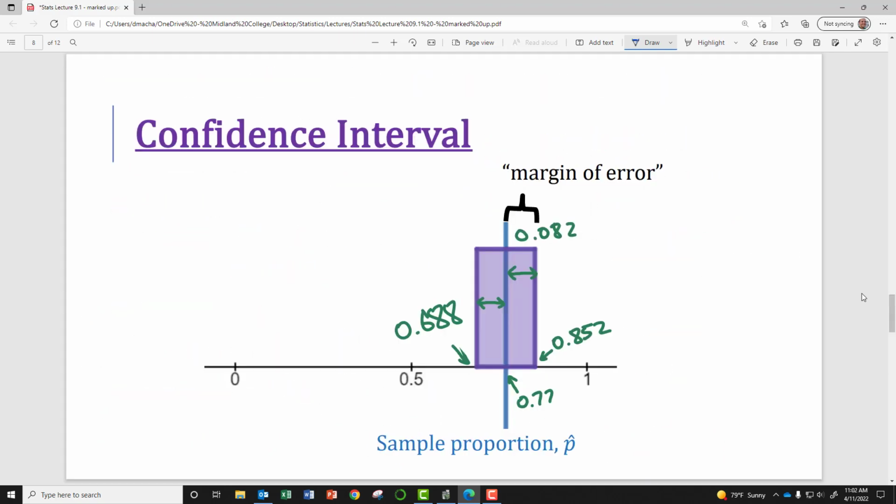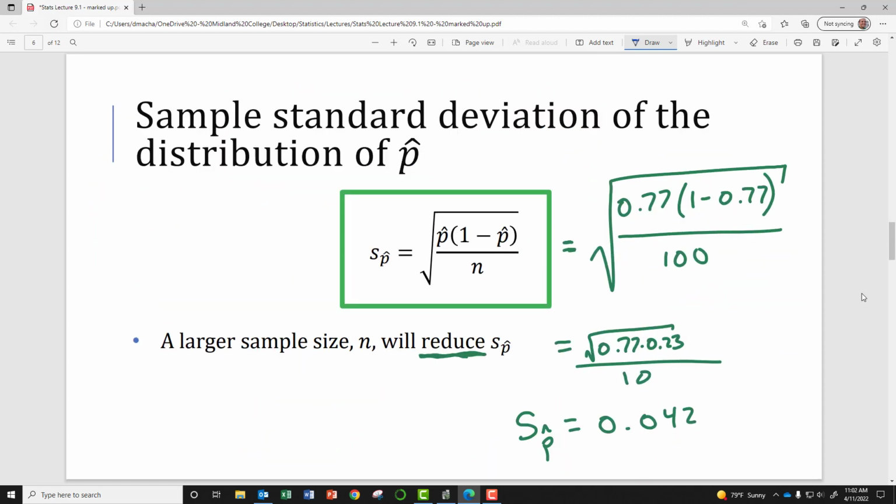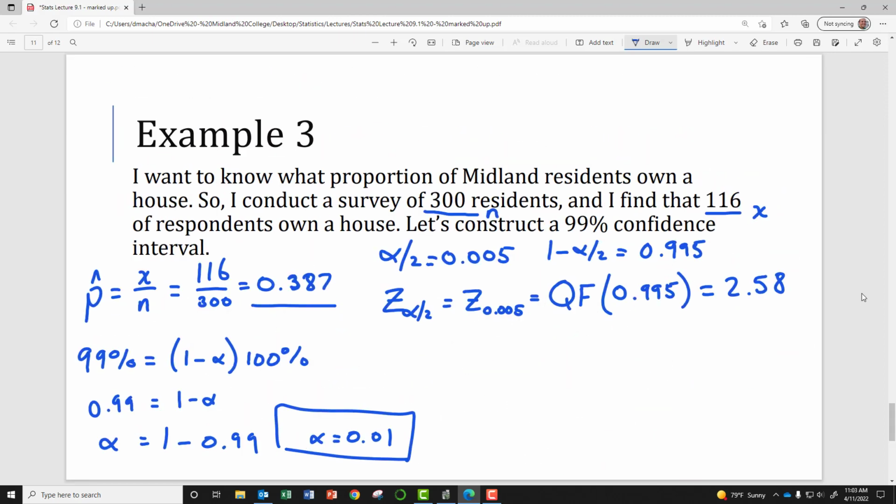Let's see what else we have in our procedure. I need to finally calculate my margin of error, which is going to be that z value times the standard deviation of the distribution of the sample proportion. So that is the square root of my sample proportion times 1 minus my sample proportion divided by n. And so let's do that really quick.